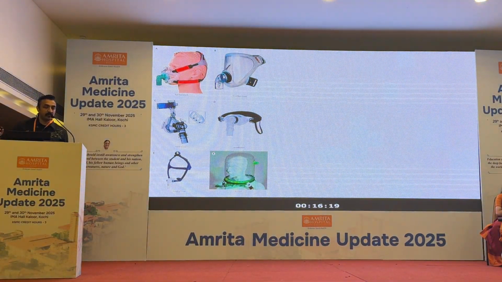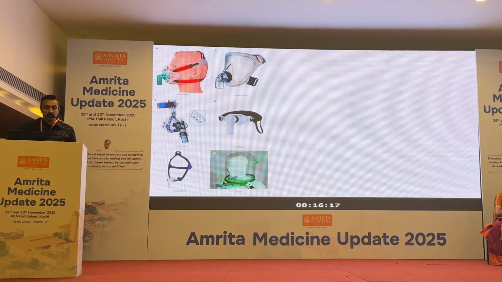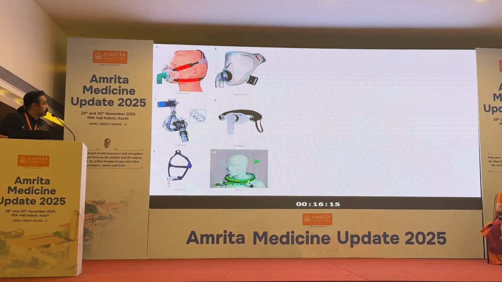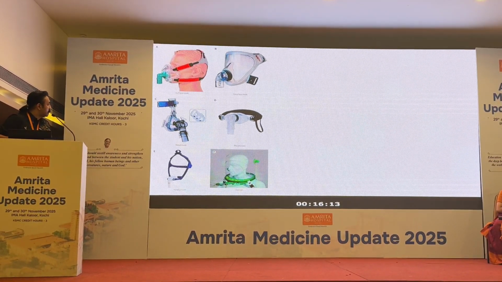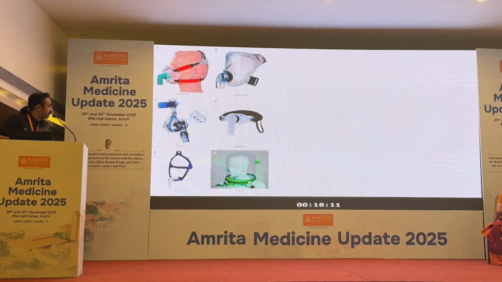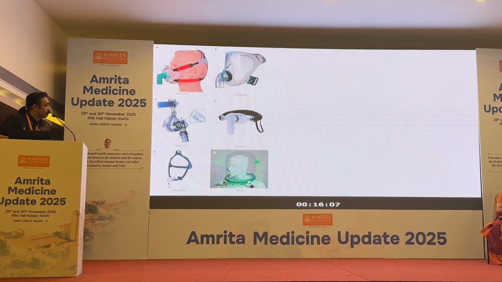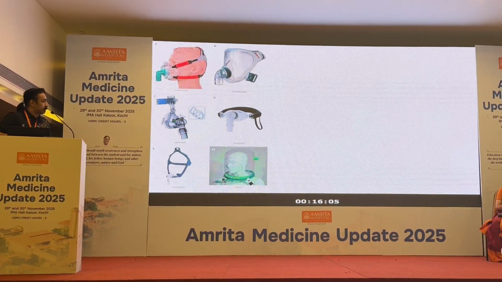So these are the various interfaces. We are very familiar with the face mask, but there is also something called a total face mask, the nasal mask, the mouthpiece, helmet, and the nasal pillows. Now from an ICU point of view, most of the time we use a full face mask.